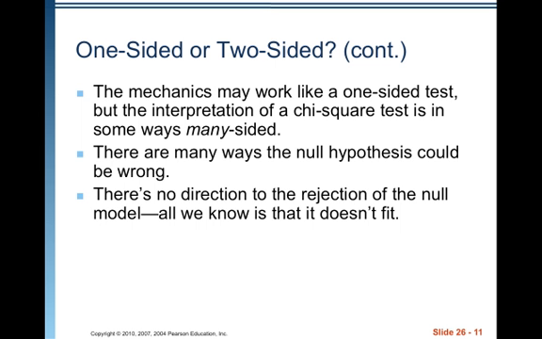The mechanics may work like a one-sided test, but the interpretation of a Chi-Sq test is in some ways many-sided. There are many ways the null hypothesis could be wrong. There's no direction to the rejection of the null hypothesis. All we know is that it doesn't fit.